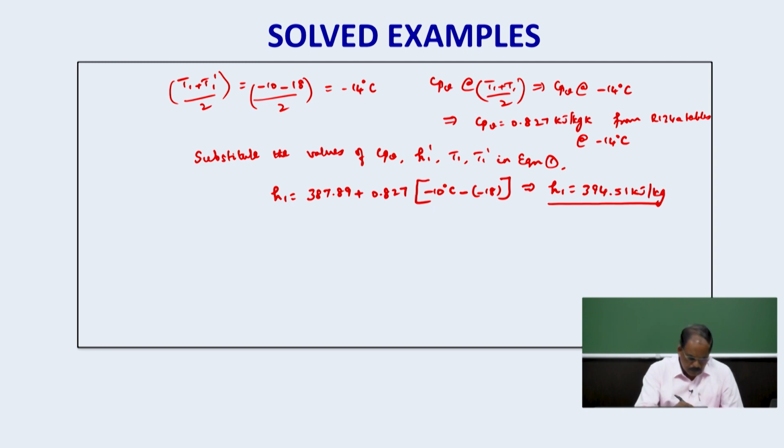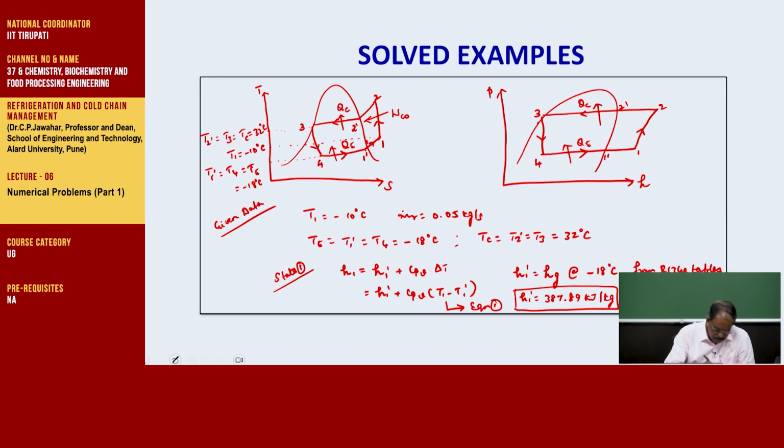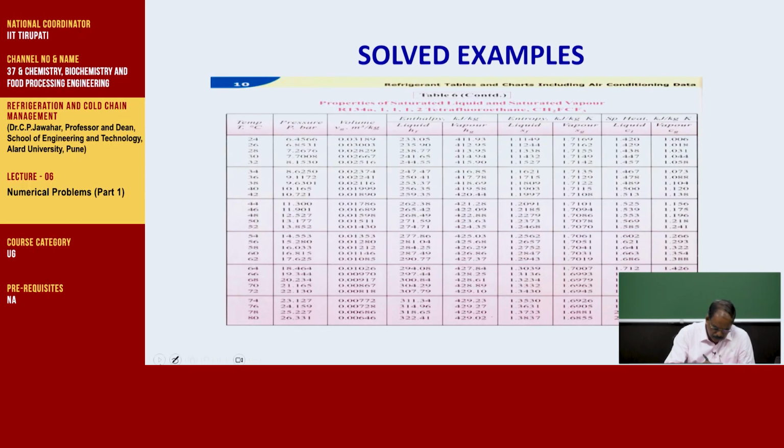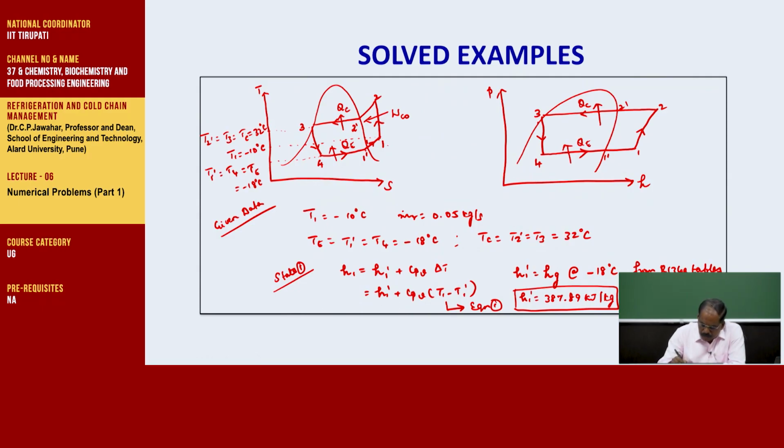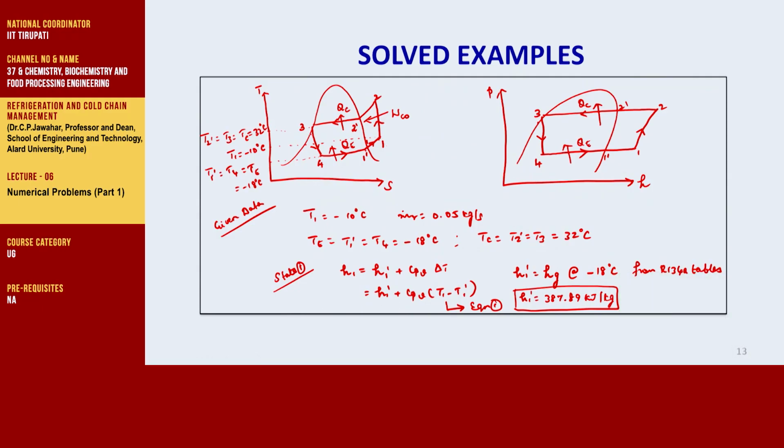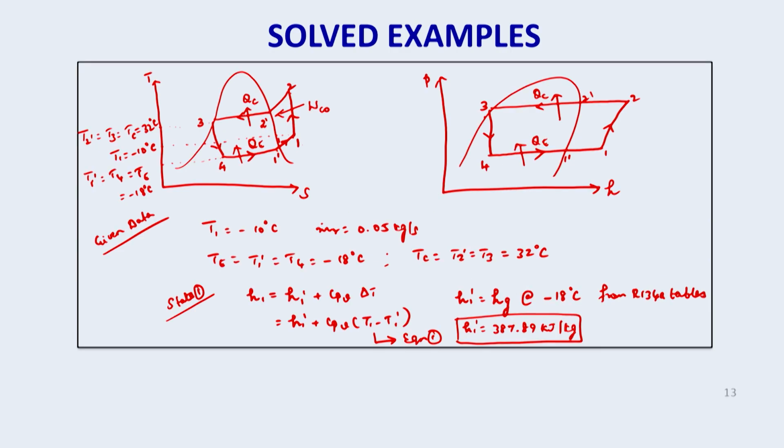Now, if you look at the TS or PV diagram, pH diagram, this enthalpy we have found. H3 can be easily found, that is the saturated liquid enthalpy corresponding to condenser temperature. So enthalpy at 2, we need to find H2. This is the work of compression. So now we need to find out enthalpy at 2.